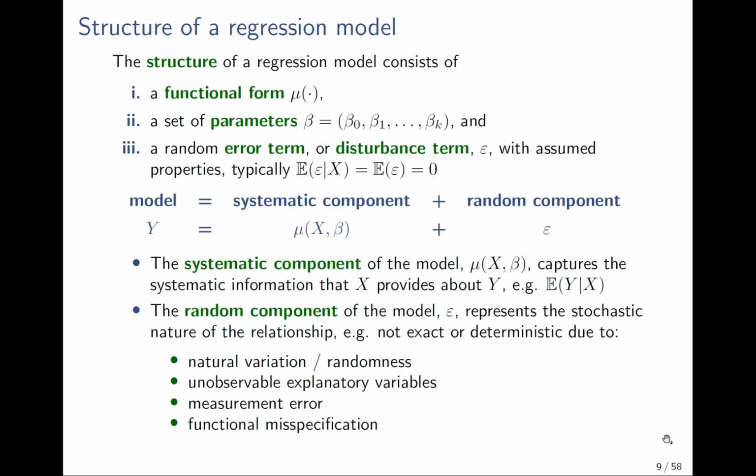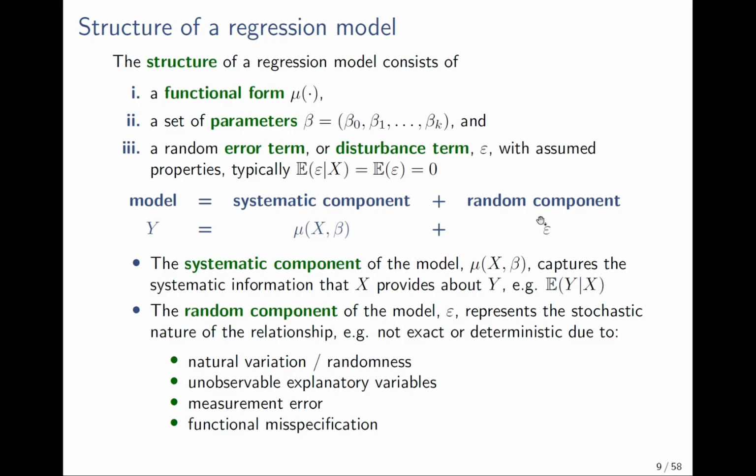So, the structure of a regression model. A regression model consists of three things: a functional form denoted by the function mu, a set of parameters denoted by beta, beta naught up to beta k, so in this case we have k parameters in the model, and a random error term or disturbance term, curly e, with assumed properties, typically the one we made earlier, that the conditional expectation of e given x equals the expectation of e, which is equal to 0. As I said, we're splitting the model into two parts. The model has a systematic component that's captured by the regression function, and a random component that's captured by the error term.